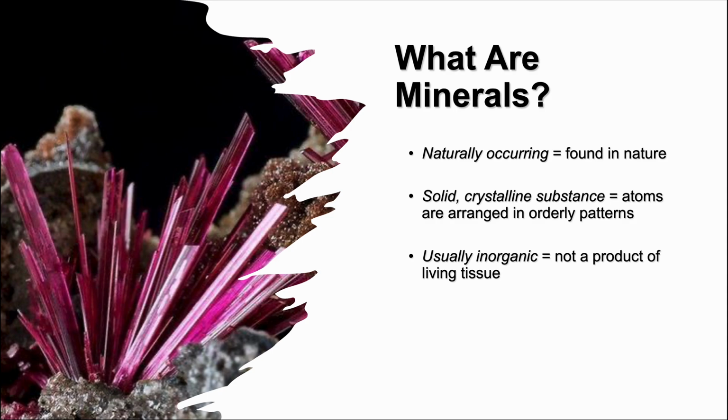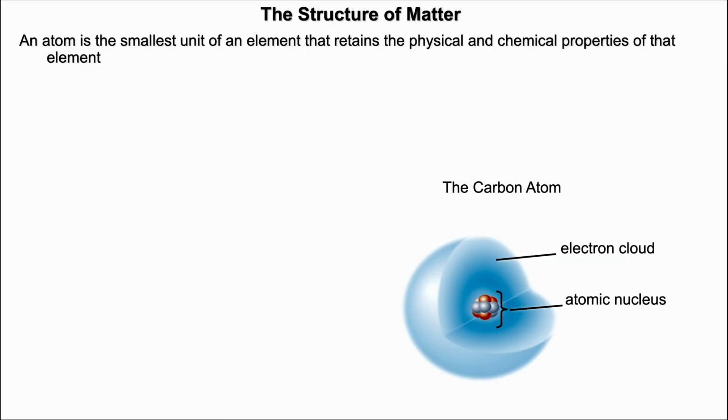Now, there are exceptions. They're very common. Your teeth, for instance, are the mineral apatite, but we're not going to get into that whole diatribe right now. And they have a specific chemical formula or a unique chemical composition that's inherent to that particular mineral or type of mineral. Now, an atom is the smallest unit of an element that retains the physical and chemical properties of that element. Here we have the mighty carbon atom.